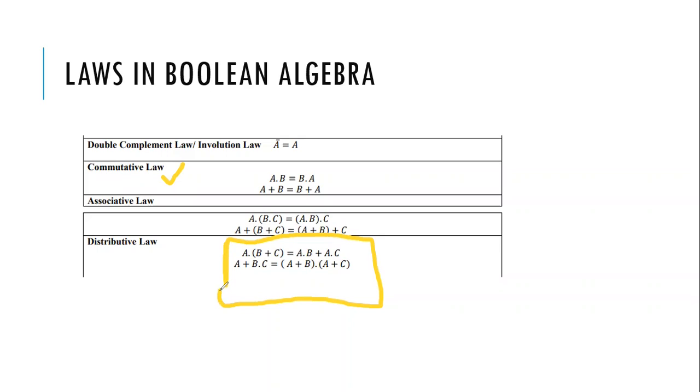So is it clear up to this point? Any question before going to the distributive law?